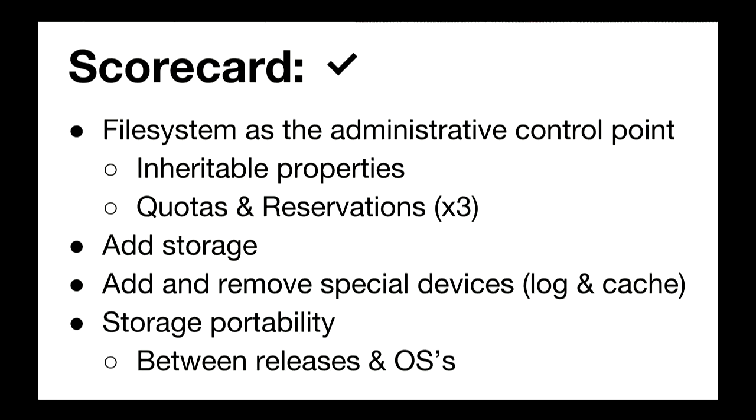So I was mentioning that you can add special devices to accelerate performance, like log and cache devices, and you can remove those devices as well. And the last one that we really weren't thinking about very much from the beginning was storage portability between different operating systems and different releases of ZFS. So you can take your pool from FreeBSD and use it on macOS or Linux, assuming that you've selected the right kind of compatibility features.